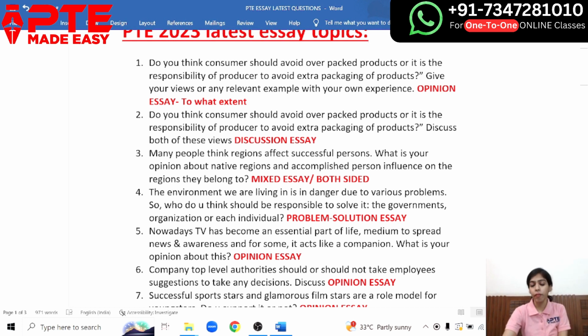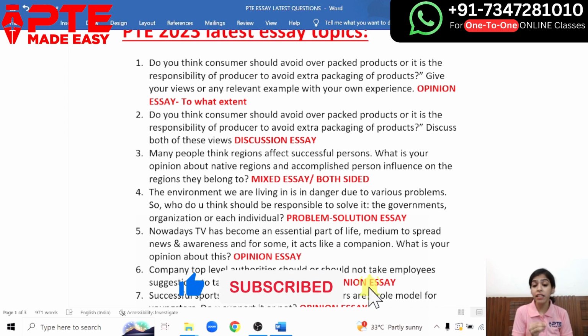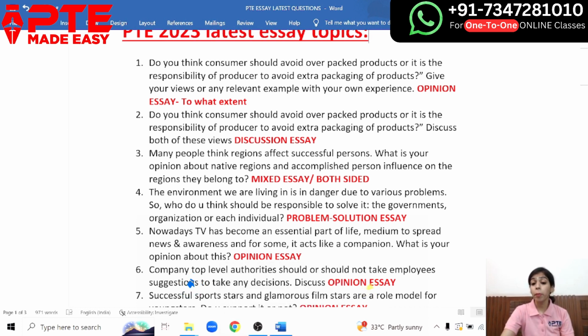I also believe it affects. If you are born in a local area or maybe a small village, there will be fewer opportunities. So it will take some time, or you will have to move to some urban or metropolitan areas in order to get whatever you want, in order to get proper education and the facilities. Yes, so native regions affect. But in the second body paragraph, as it is a mixed essay, we are going to answer the accomplished person's influence on the regions they belong to.